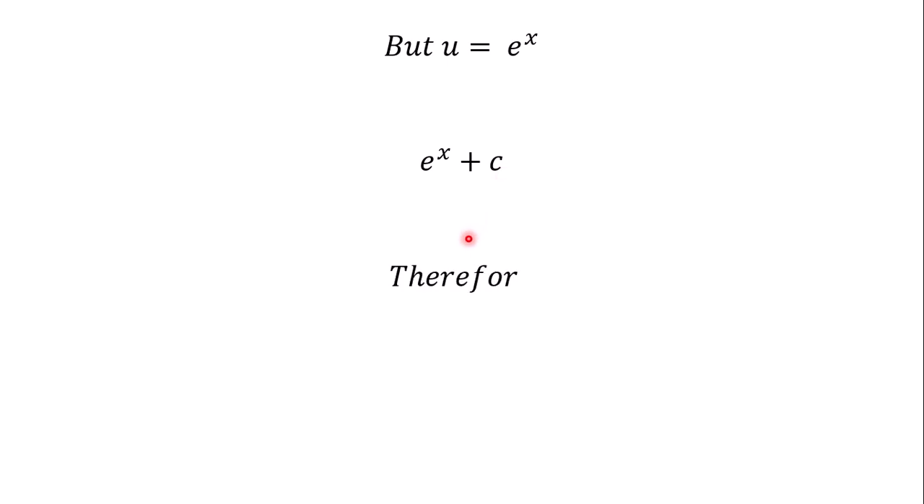Therefore, the integral of e to the power x dx is equal to e to the power x plus c. That's right. Now, the above workings tell us why it is that when you integrate e to the power x, you get e to the power x and then plus c.